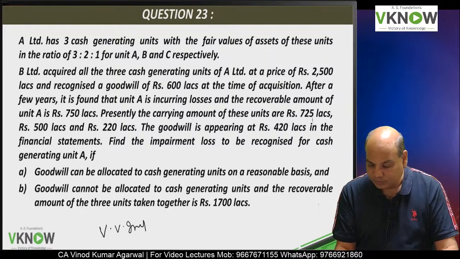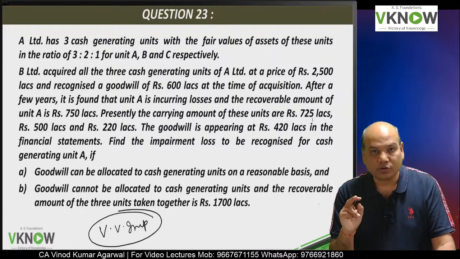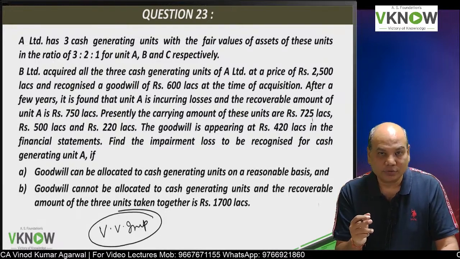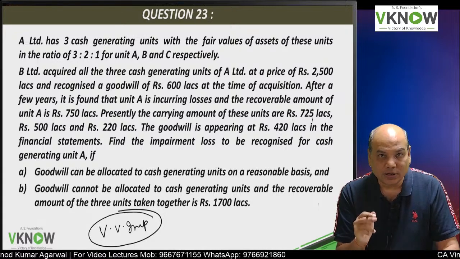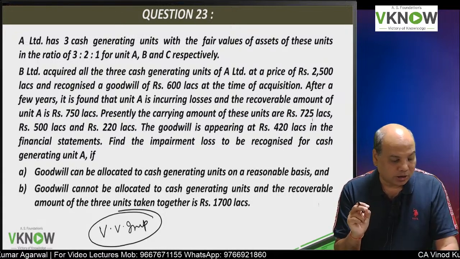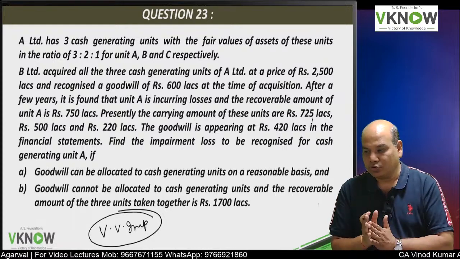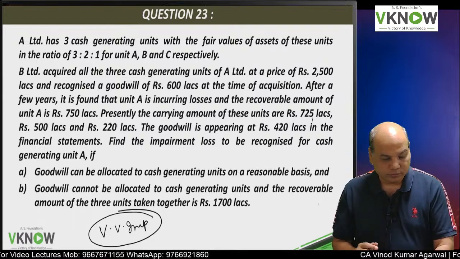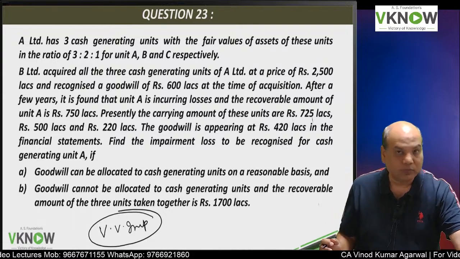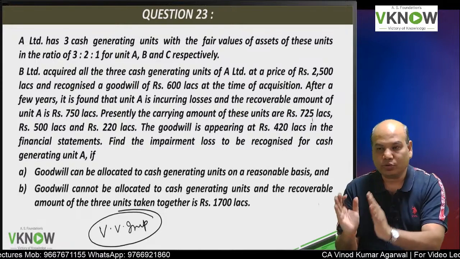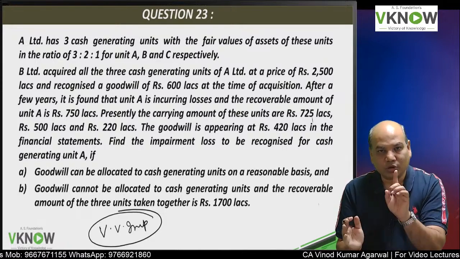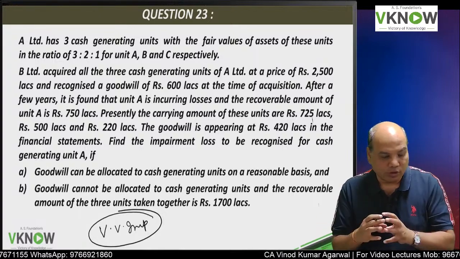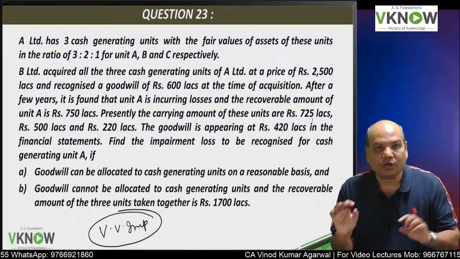Very important. Here we are going to solve it 2 times. One, if goodwill can be allocated on a reasonable basis, and second, if goodwill cannot be allocated on a reasonable basis. So you will be able to see both the aspects of the goodwill. First and second question on goodwill we solved. 21 and 22, goodwill was allocated and there was only one CGU. Now we will have more than one CGU, and you will have to apply the ratio for allocation.